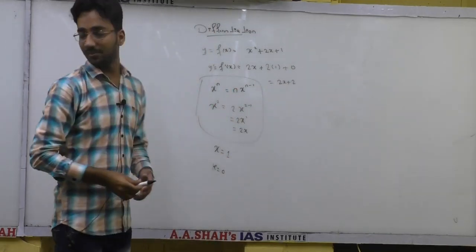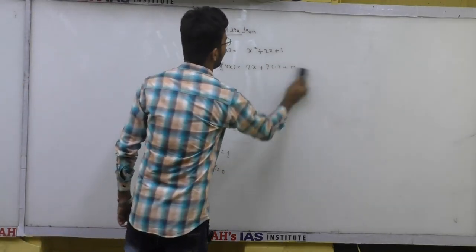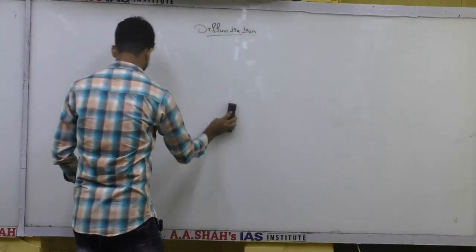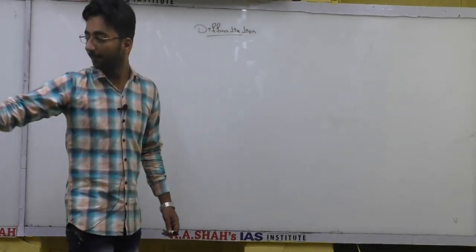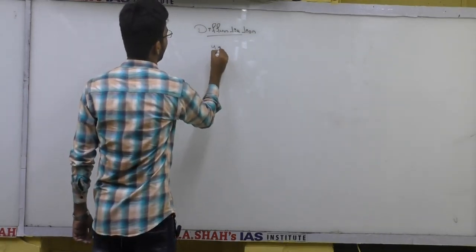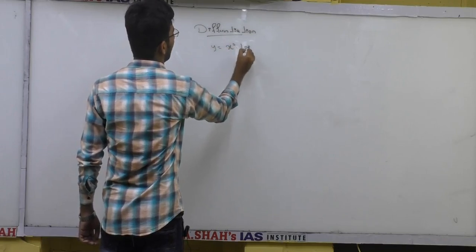The final answer is 2x plus 2. Similarly, for subtraction also, if we have the minus sign, then we have to treat it respectively. But now I will do one for uv and one for u upon v. If y equal to x square into log x.